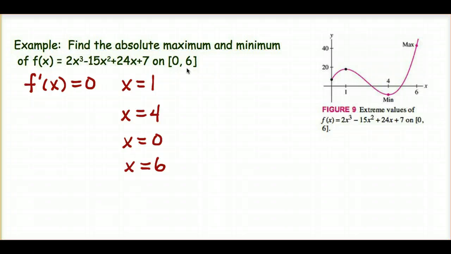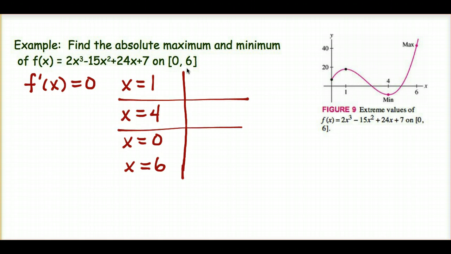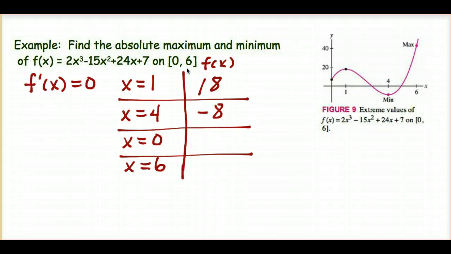Well, once we have all of our critical points listed, we make a little chart here. And all we're going to do now is plug these values into our function. If I plug 1 into f of x, I will get 18. If I plug 4 in, I get -8, I believe. If I plug in 0, I get 7. And if I plug in 6, I get 43.